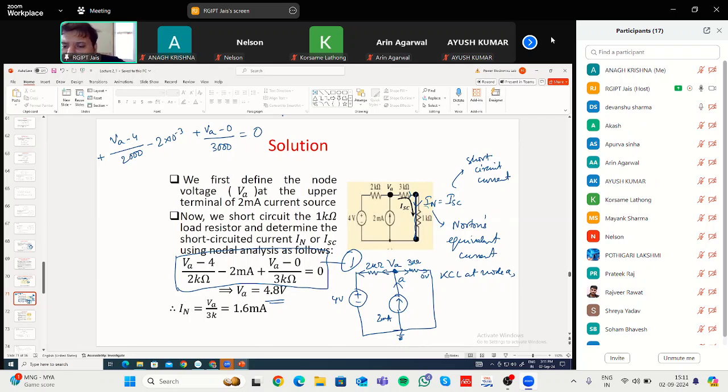So if the voltage at this point is VA, that is 4.8 volt, then what will be the current? This is the IN, that is the current flowing through this short circuit, or ISC. So what will be the value of the current? That is the node voltage divided by 3000 ohm. So the current that will be flowing will be 4.8 volt divided by 3000 ohm. You are getting 1.6 milliamperes. This is the Norton's equivalent current. That means the current flowing through the short circuit. Okay, current that is flowing through the short circuit.